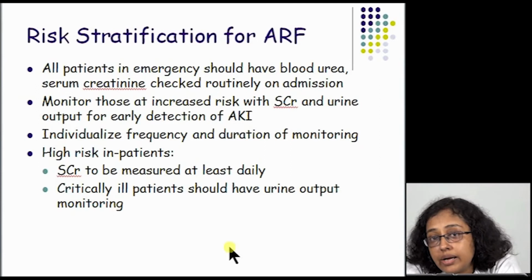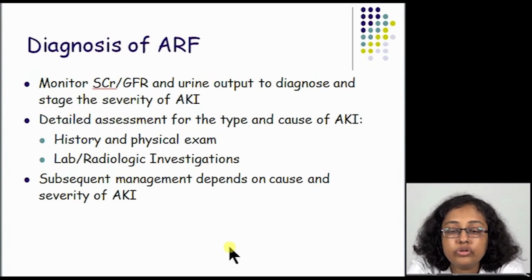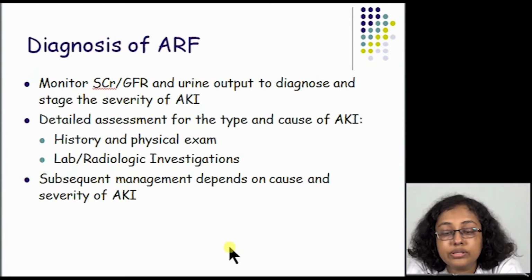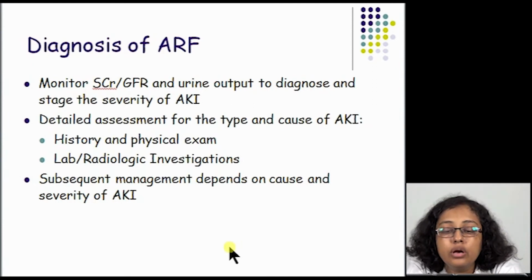And if a patient is at a high risk, then the serum creatinine should be measured daily initially, and all these critically ill patients should have urine output monitoring. Now, when we talk of diagnosis of acute renal failure, that is simple. You do a serum creatinine, you calculate an estimated GFR, and you monitor the urine output to stage the severity of acute kidney injury based upon the classifications, whether it is stage 1, stage 2 or stage 3.